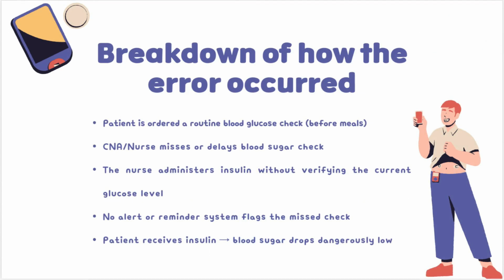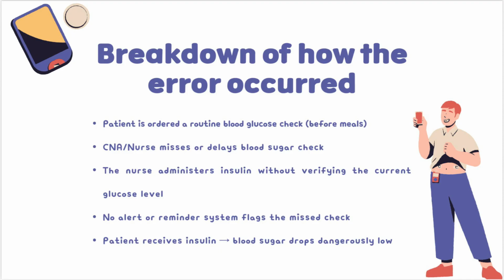Here is a breakdown of how this error occurs step by step. The patient was supposed to have a routine blood glucose check, typically before meals. However, the CNA or nurse either missed or delayed this blood sugar check. Despite not having a current reading, the nurse proceeds to administer insulin. At the same time, there was no alert or reminder system in place to flag that the glucose check had not been completed. As a result, insulin was given without verifying the patient's blood sugar level, which caused the patient's glucose to drop dangerously low. This shows how multiple small breakdowns can lead to a serious patient safety issue.